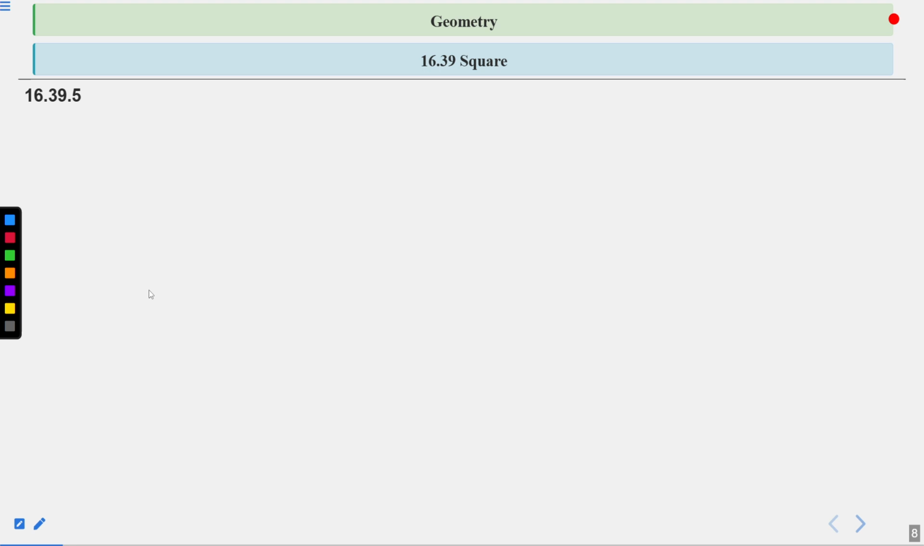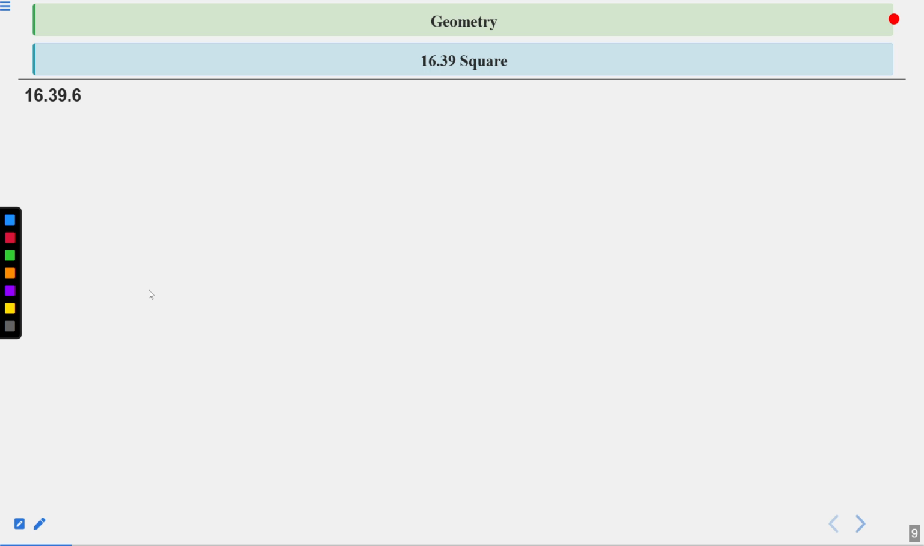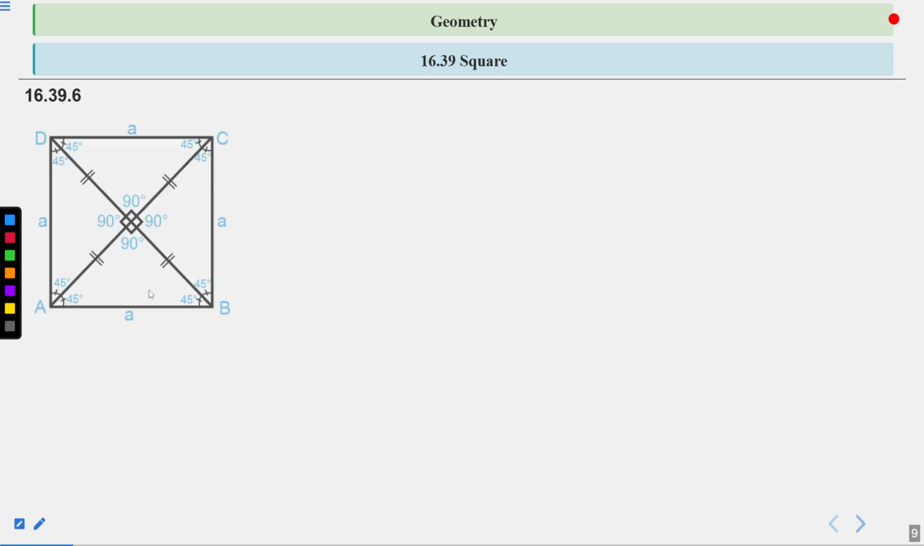Next one. Now see the formula of the square 16.39.5. This is the diagram. We can say that the diagonals bisect each other at 90 degrees. Next one, 16.39.6 of the square formula. This is the diagram. We can say that triangle DOC is congruent to triangle AOB, and congruent to triangle AOD, and AOD is congruent to BOC. So all these four triangles are congruent to each other.